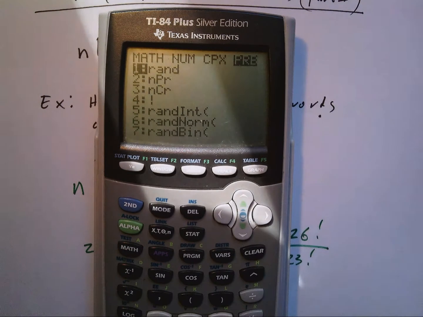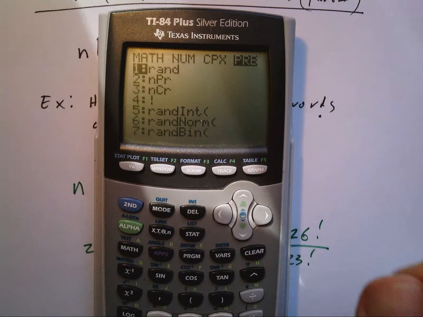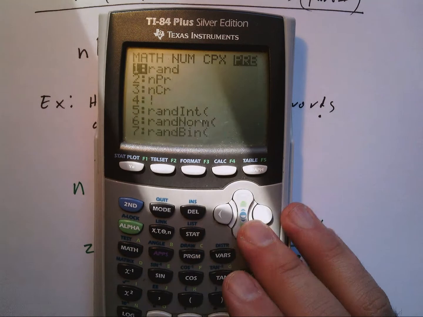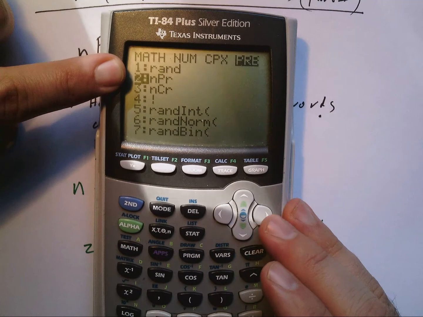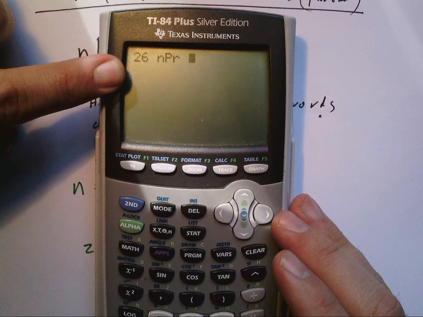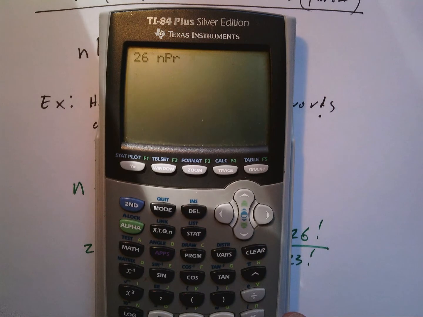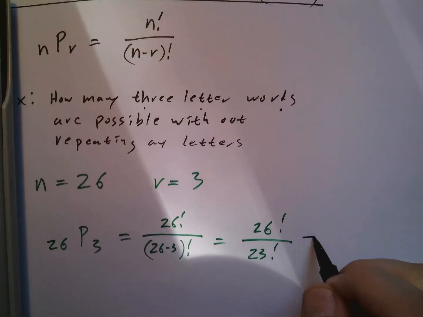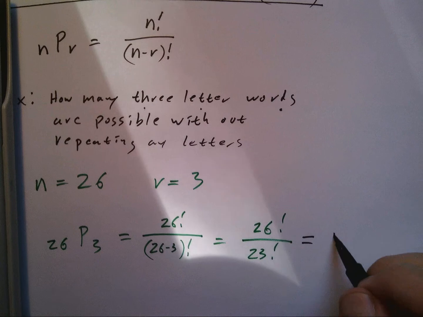I don't want to have to type in the fractions or do the other crazy stuff. So, from my home screen, it's 26 math, go to permutation, which is the second one down, hit enter, and then it's 26 permute 3, because I'm picking out 3 letters, hit enter, and I get 15,600. Alright, so 26 factorial over 23 factorial is 15,600.